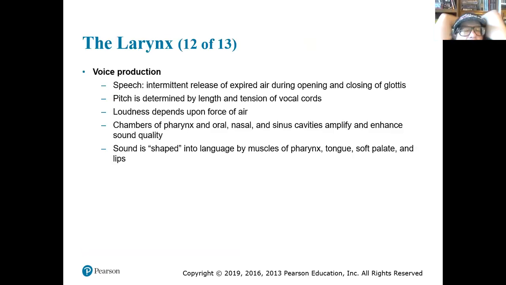Okay, so how do we make a voice production? How we speak. Speech is caused by the release of expired air, of air we're breathing out. It goes past the vocal cords. Just like on a guitar, you can tighten the string and the note goes up. Well, if you pull on the arytenoids and tighten the vocal cords, the pitch of the voice goes up, the note goes higher.